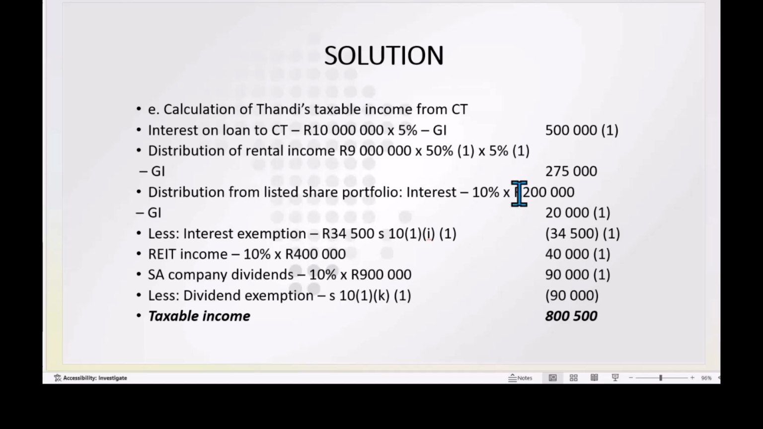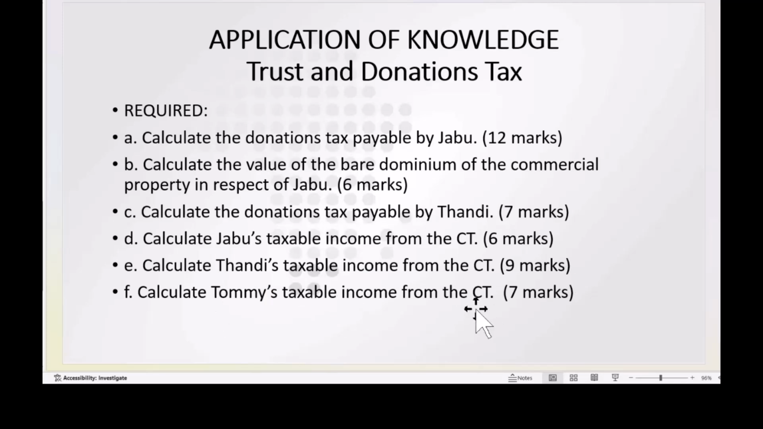Then we have distribution from the listed share portfolio. The interest portion, we take 10% of the 200,000 rand, and that gives us 20,000 rand, less our interest exemption in terms of section 10.1I of 34,500, because she is 65 years and older. Then our REIT income is 10% of the 400,000 rand, and that's 40,000 rand. There is no exemption for that REIT income. And then the SA company dividends of 10% of the 900,000 gives us 90,000 rand. And we know that dividends are exempt in full in terms of section 10.1K. And that gives us a total taxable income of 800,500 rand.